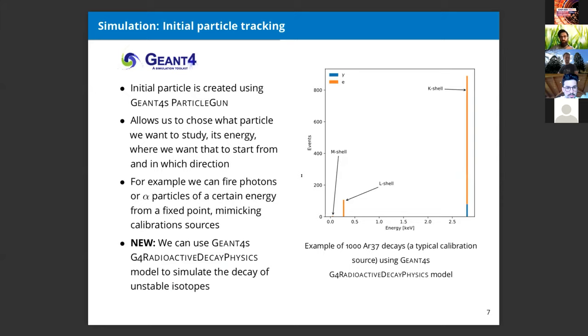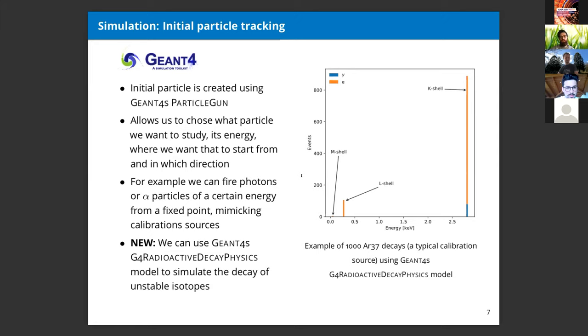I'll just step through each part of the simulation now. The first thing we do is the initial particle tracking, and this is done with Geant4. We can use the very useful particle gun class of Geant4 to produce our initial ionizing particles. This, of course, gives us complete flexibility about what we want to study. We can choose what particle we want to study, what energy it has, where it starts, what direction, and so on. This is really useful for mimicking calibration sources.